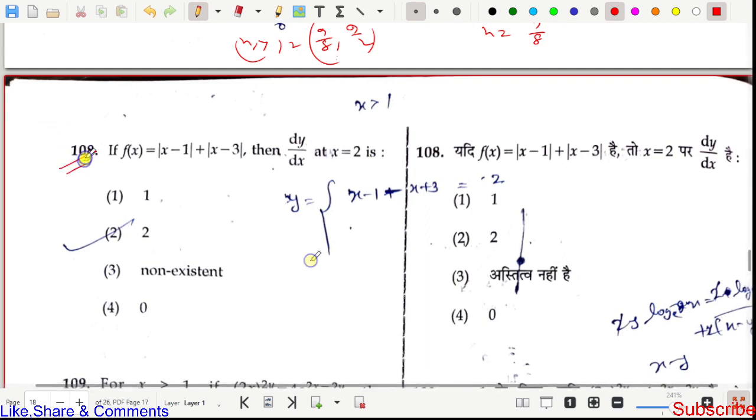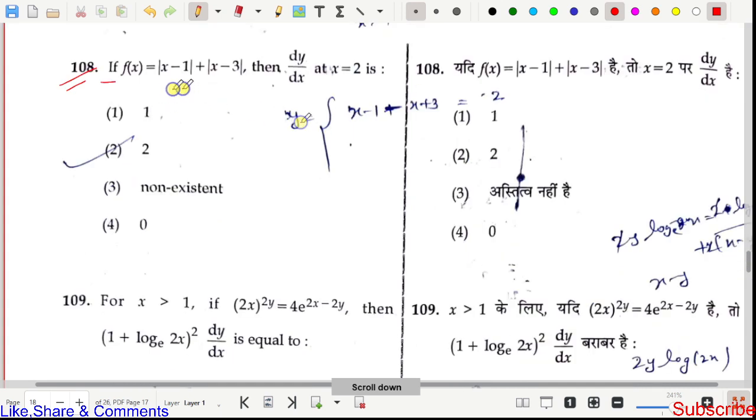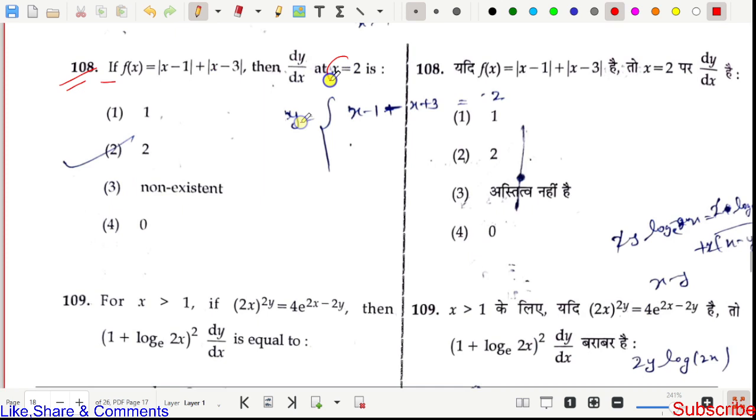Question number 108. If f(x) equals mod of x minus 2 plus mod of x minus 3, then dy/dx at the point x equals 2. So the function is in the form of mod something, and the point is also given, x equals 2.